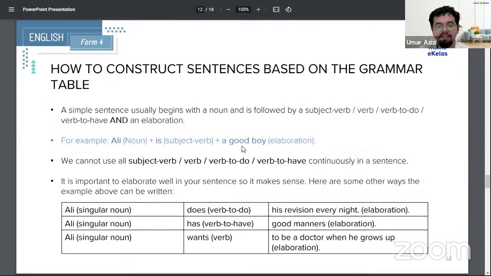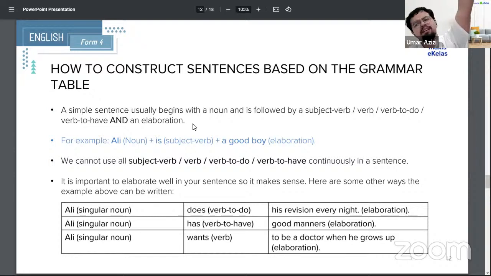All right. Now, how to construct sentences based on the grammar table? A simple sentence here specifically usually begins with a noun, the usual sentence structure. So a simple sentence usually begins with a noun and is followed by a subject verb or verb to do or verb to have and an elaboration, the end of a sentence.